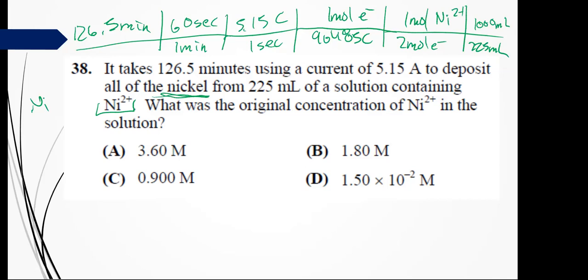And so once you go through this one, the answer that we are looking for is going to be C. Right? So 126.5 times 60 to get us in seconds, times 5.15, divided by our Coulomb's constant, divided by 2, divided by 0.225. And so we should be looking for C for that. Right? And so this is the setup there. So there are some electrolysis problems that do show up, so you do want to practice that.